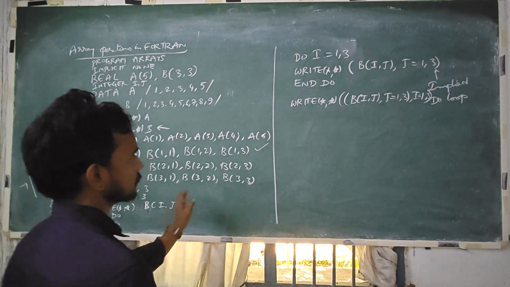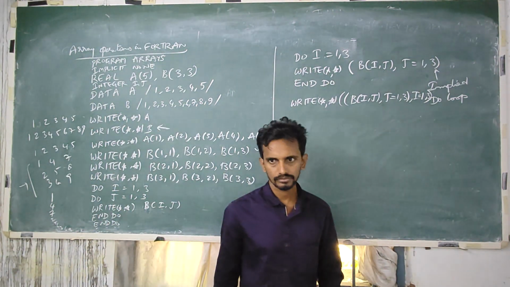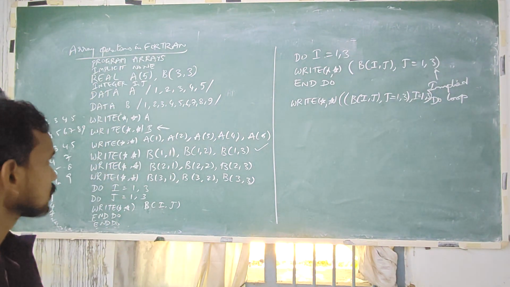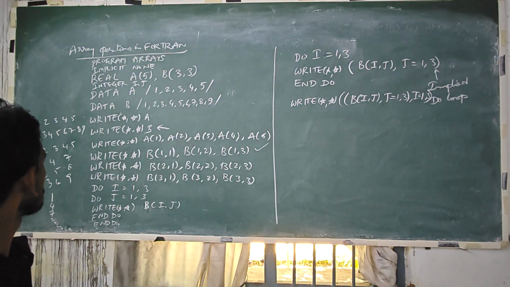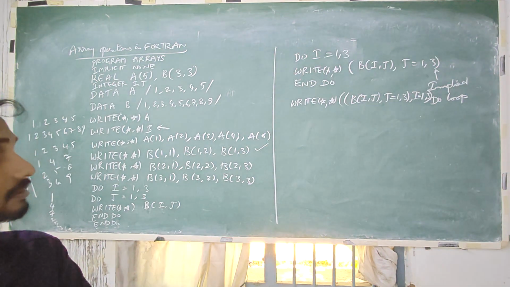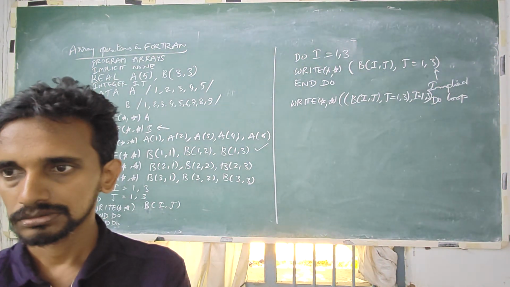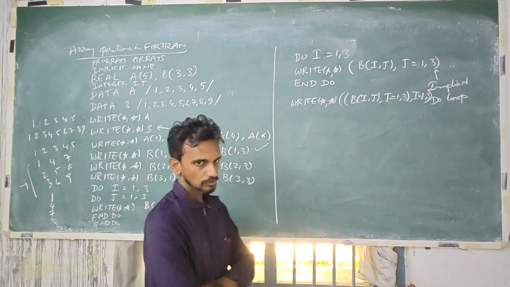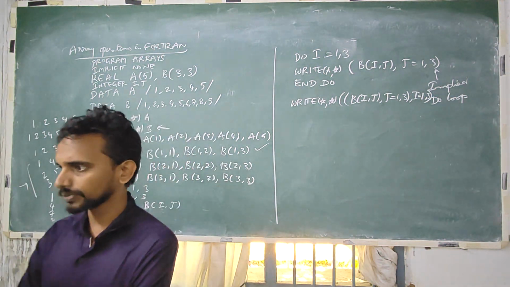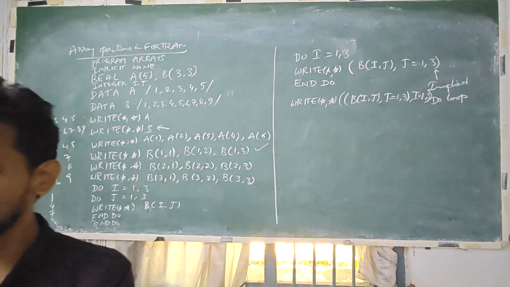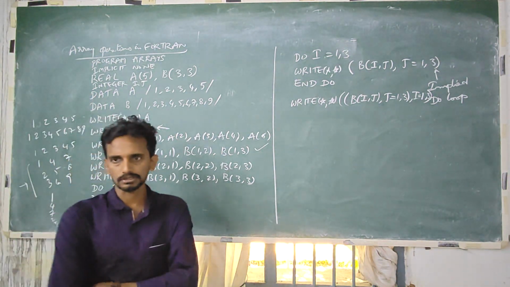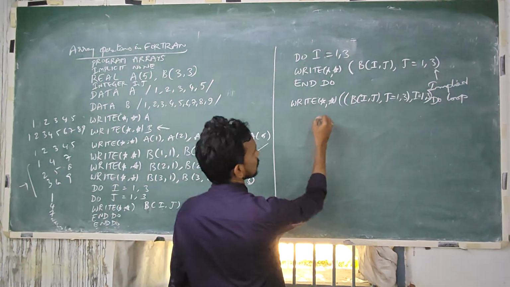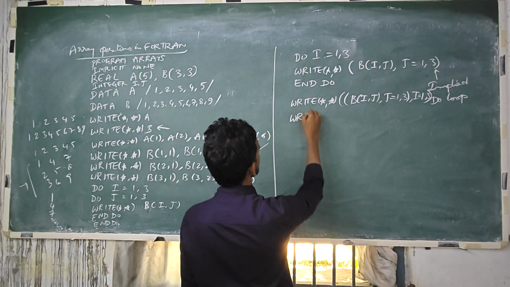So that will print the entire array in a single row. But in which order? You'll get 1, 4, 7, 2, 5, 8, 3, 6, 9 in a single row. But if you want to print the array column wise, because it is stored in a column wise manner, what do you do?